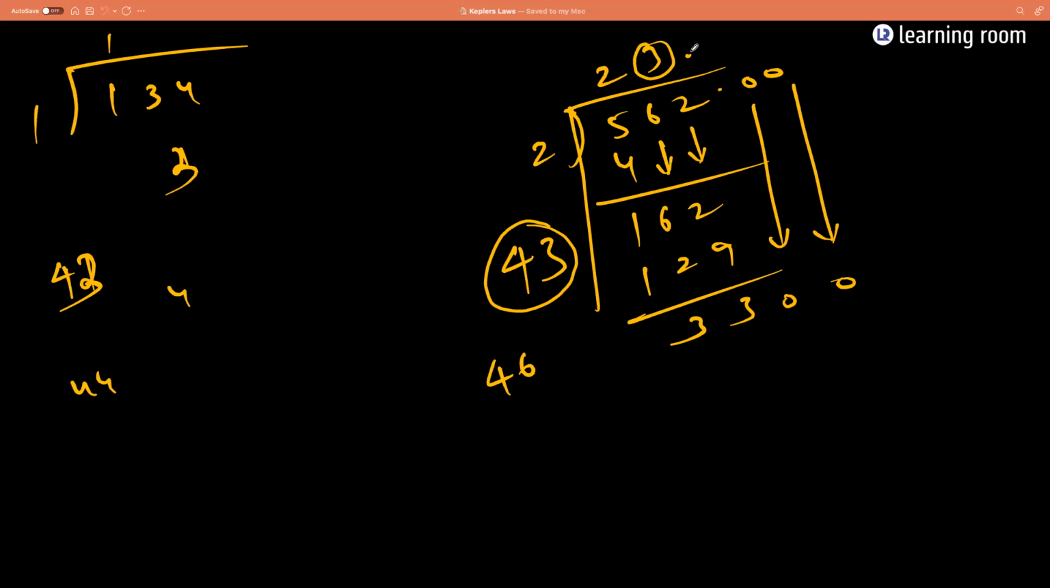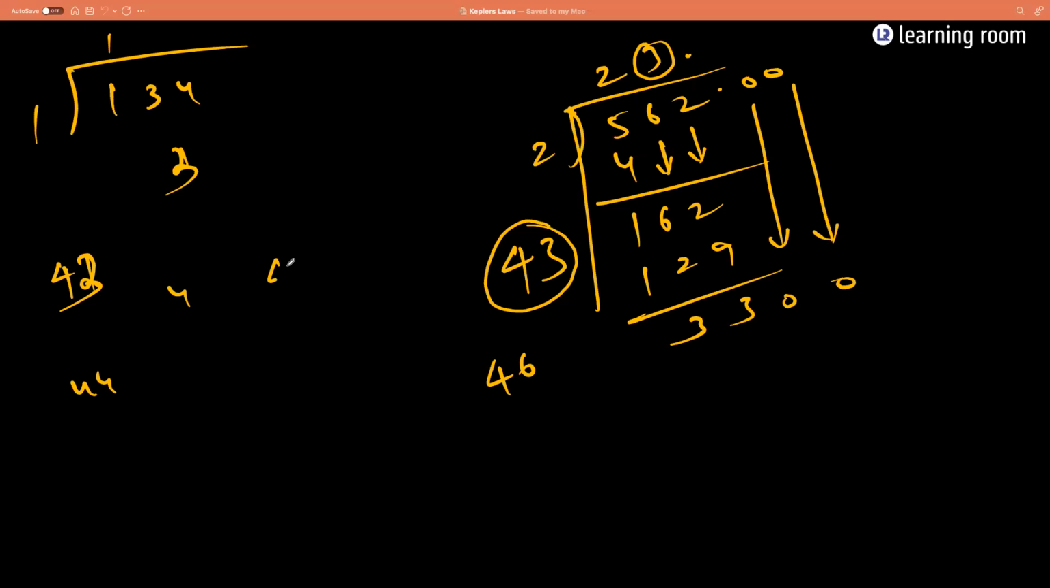Look at the last digit. Here you are somewhere around 33. Where will it be? Somewhere around 8 or 9. 9 times 4 is 36, and 8 times 4 is 32. So since the number is fixed, it should be either 7 or 8. You need to try 467 into 7 and 468 into 8.